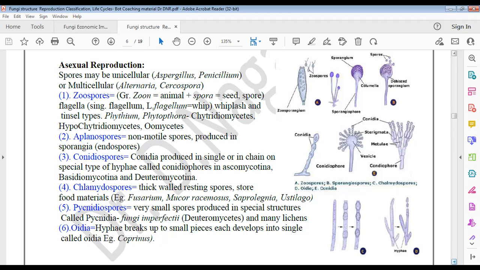Yes, sir. Okay. Which among these is the zoosporic fungi? Mastigomycota. You know the zoospore flagella types, whiplash and tinsel. Two types of flagella are present. If the flagellum is smooth, what type of flagellum is it? Whiplash type of flagellum. If it is a hairy, fibrous structure, that is the tinsel type.